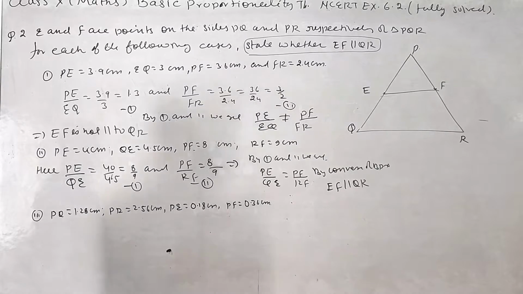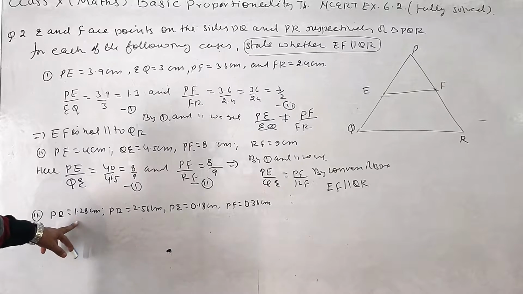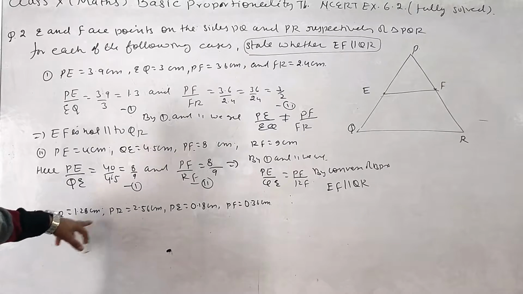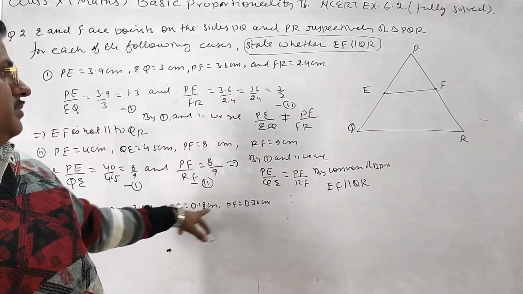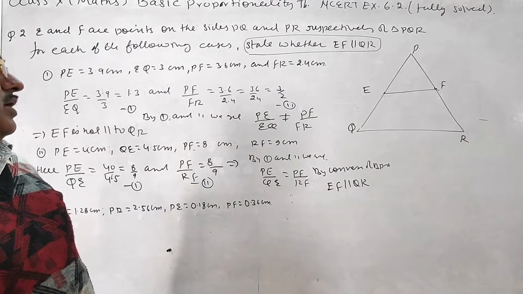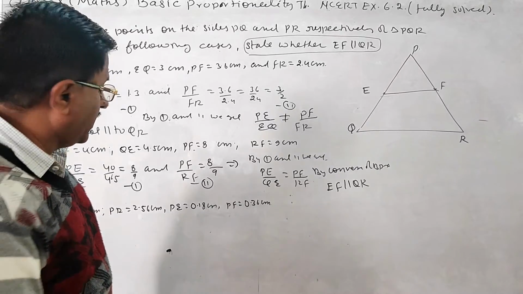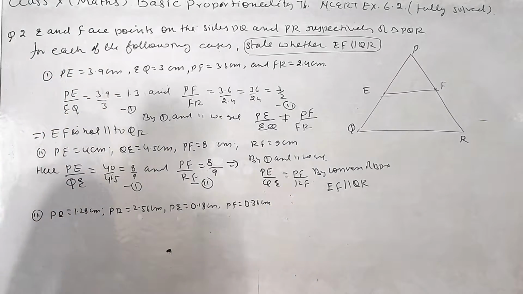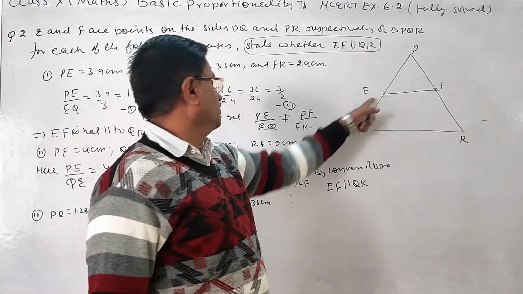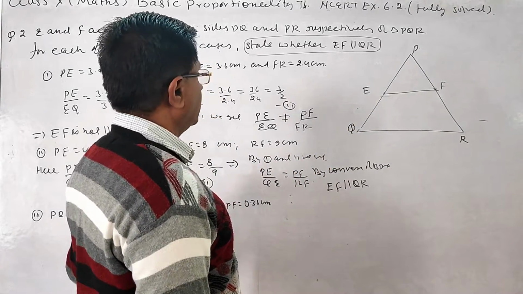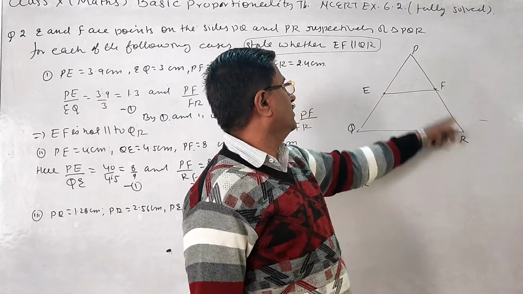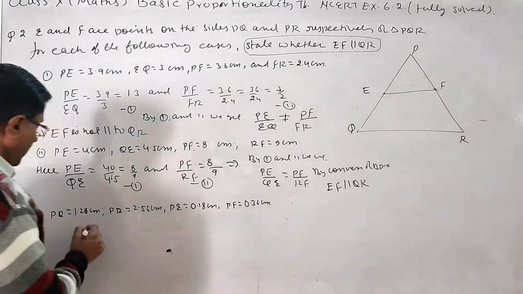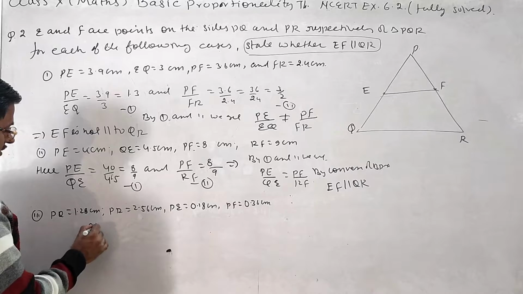Clear? Now see here, next the last part, we are given PQ 1.28, PR 2.56, PE is given and PF is given. So we need QE, that is not given, we want to find it, and FR. That is also not given, we need PR. So first of all you can find QE.